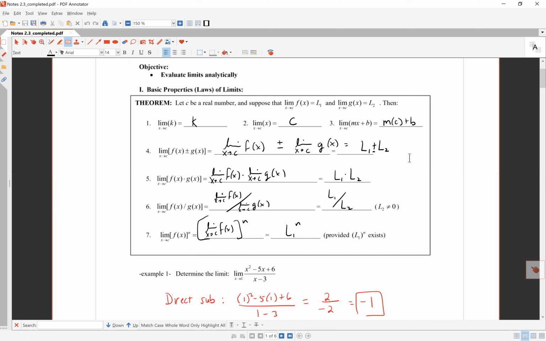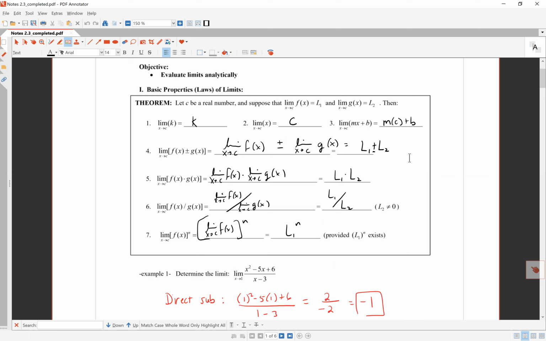Then in number 2, if you graph x, that's a straight line going at a 45-degree angle. You can just substitute c, because that's a continuous function. There's no holes in it. So the limit as x goes to c of x is c. Again, here you can just substitute, like mx plus b. The limit as x goes to c. Again, that's just a continuous function. It's a straight line, and as x gets really close to c, the limit goes to mc plus b. And so we can just use that fact.